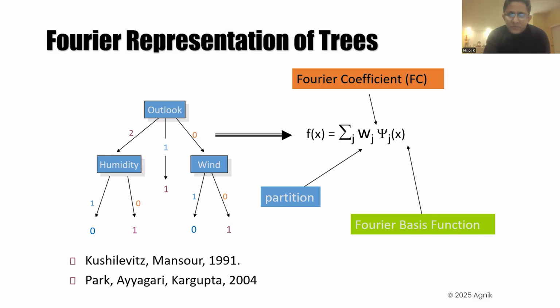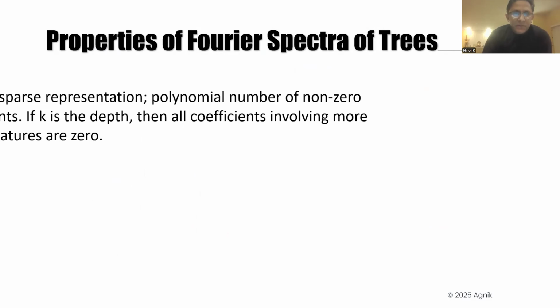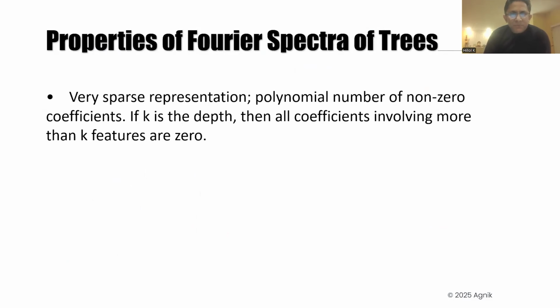If your domain is binary, then this Fourier basis reduces to a special case, the Walsh functions, but in general, the Fourier basis functions can be used to represent a tree-like function. So let's look at some of the properties which make the inner product computation for decision trees very efficient.